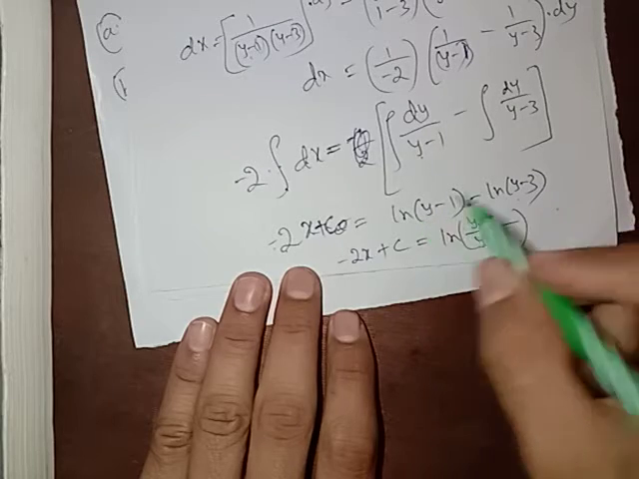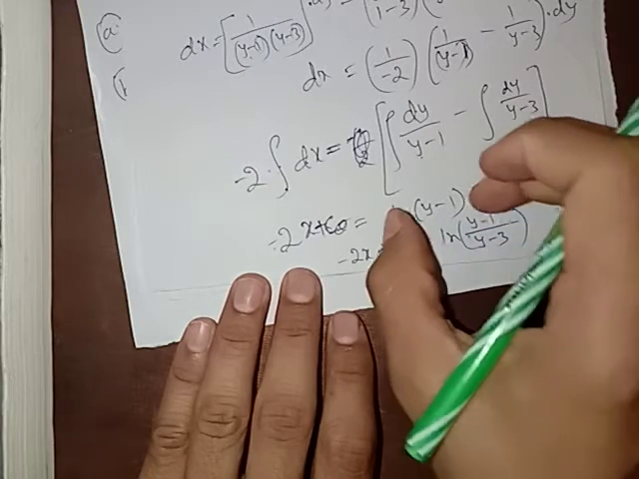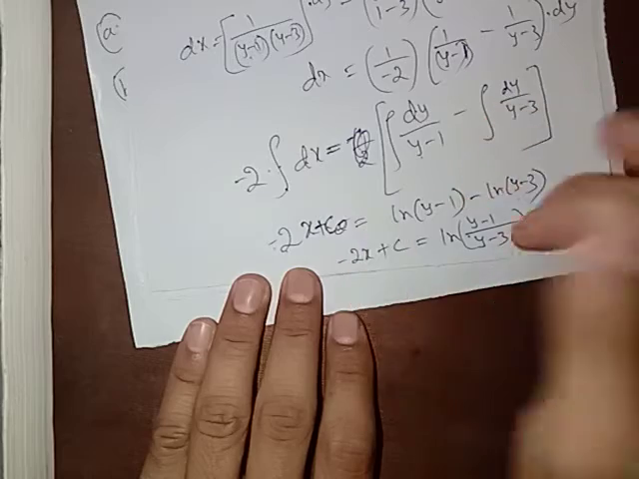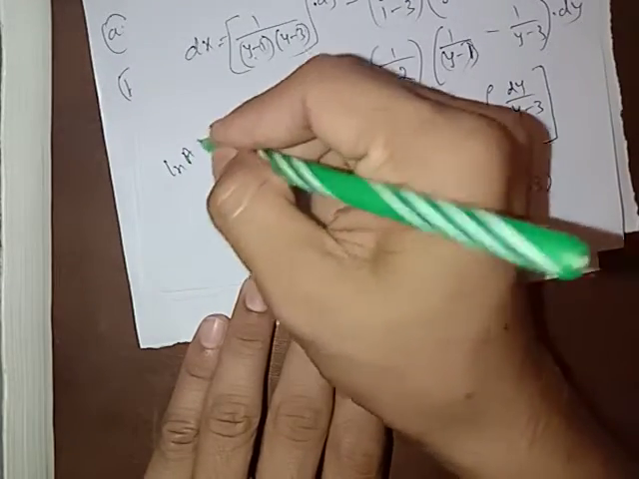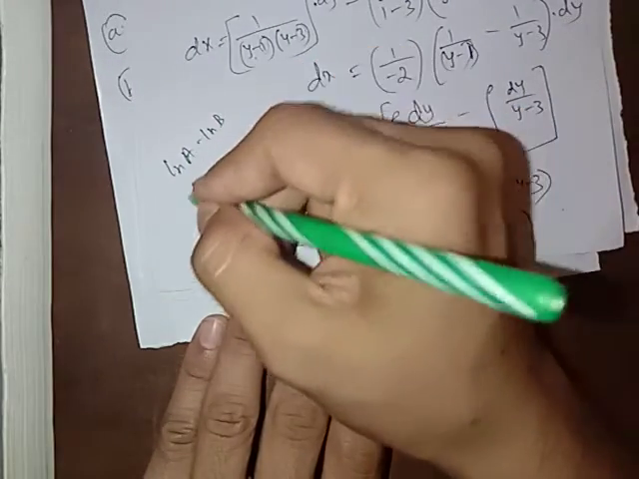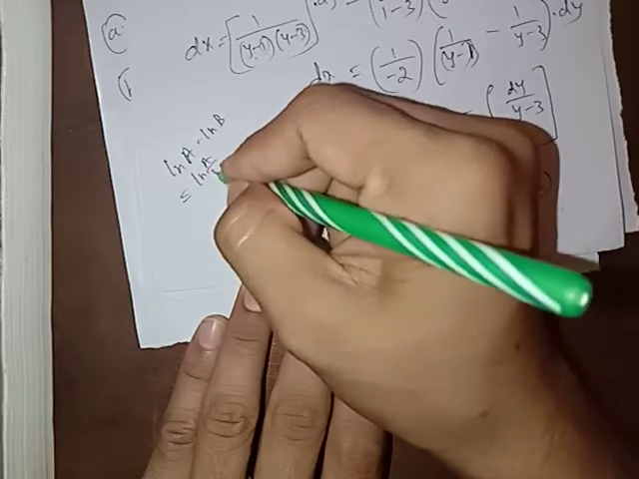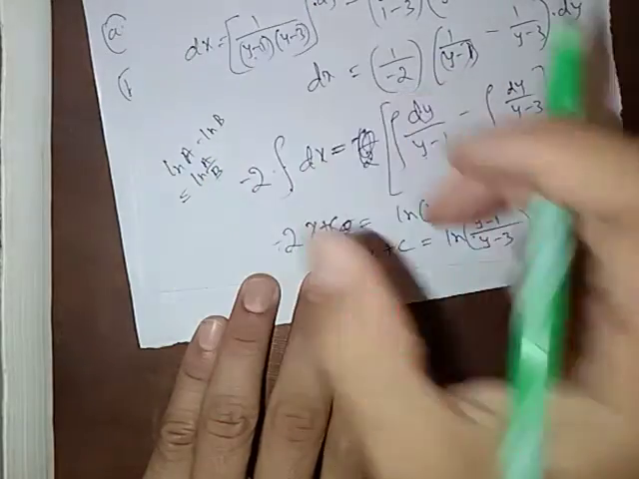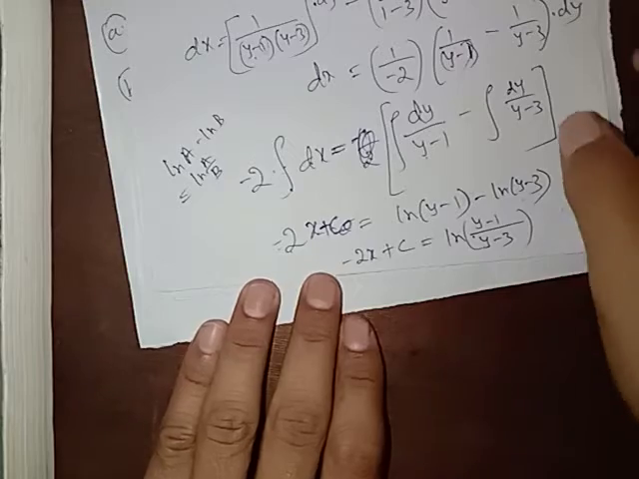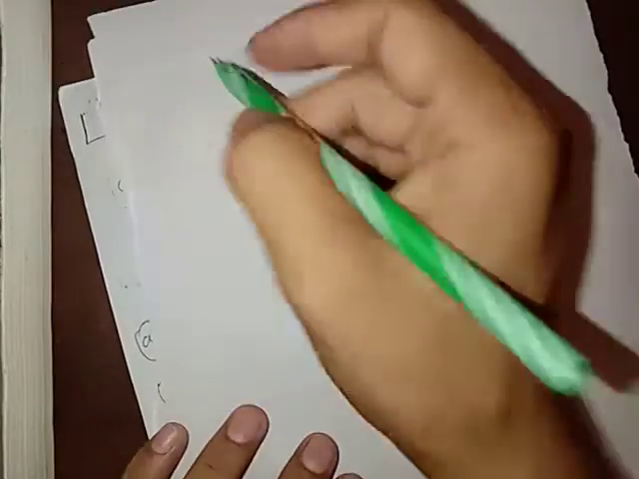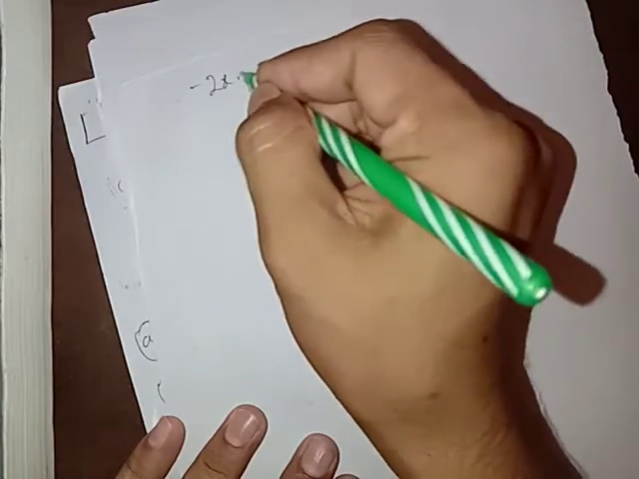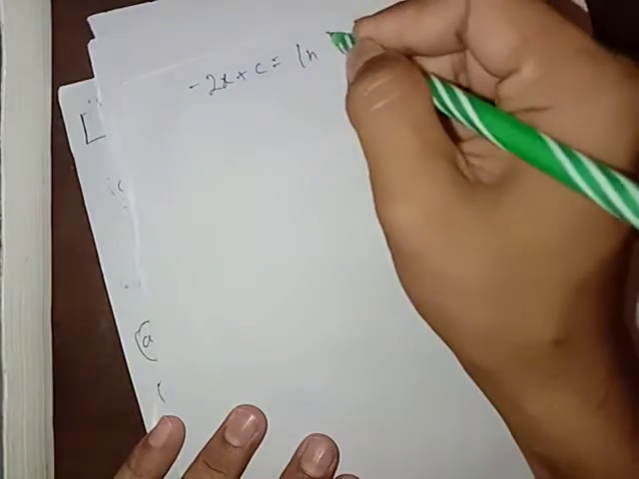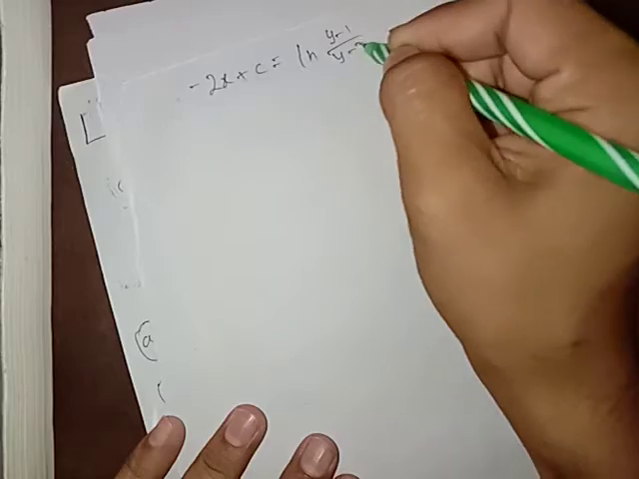We can write this as this type. Why? Because this is ln function: ln of a minus ln of b, we can write it as ln of a divided by b. The same formula I applied here. Now, minus 2x plus c is equal to ln of (y minus 1) divided by (y minus 3).